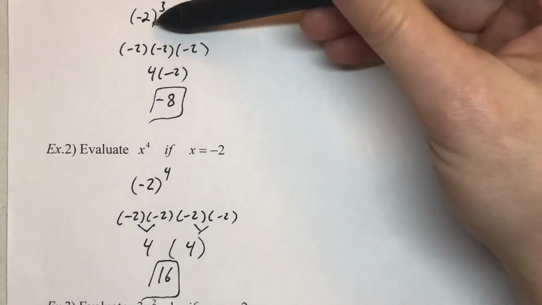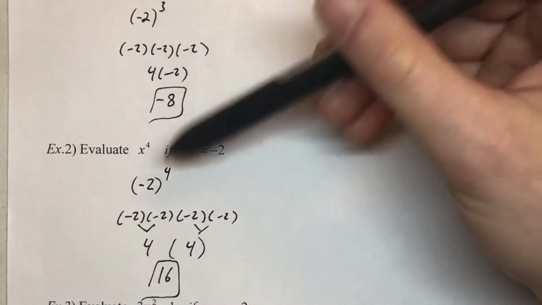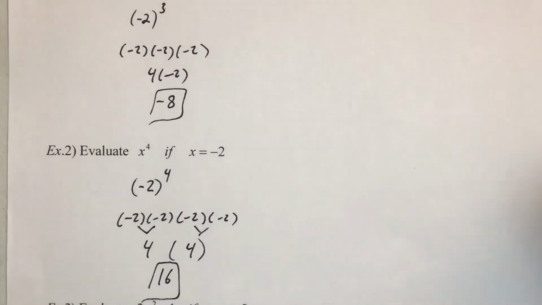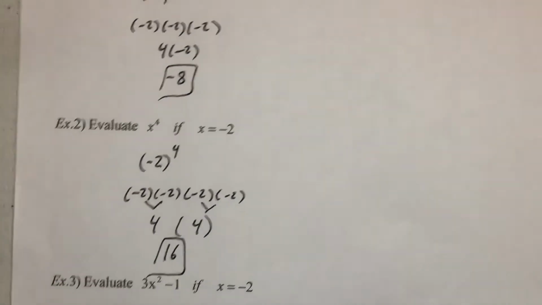Now again, that's in this form when you are cubing the entire negative number, or basically raising that power to the entire negative number. We can know that kind of a sign pattern will exist.